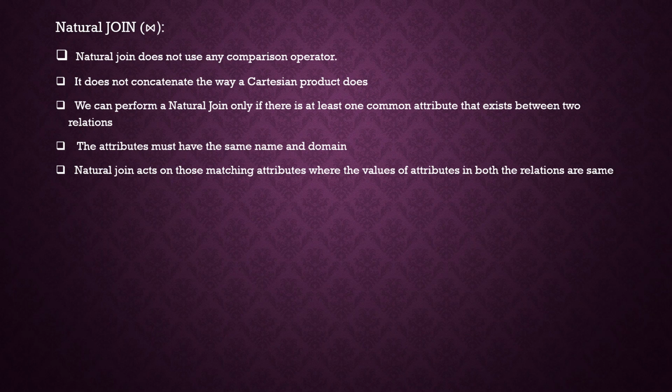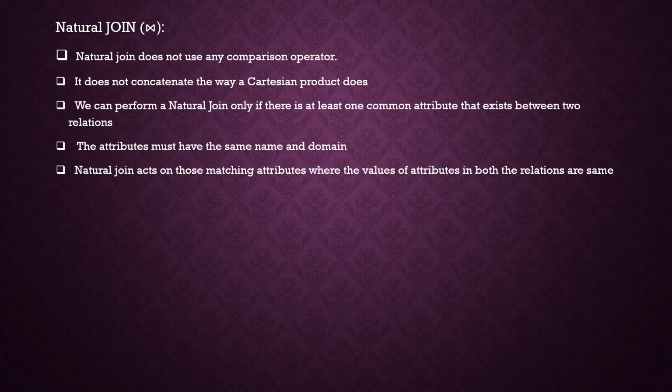It does not concatenate the way a Cartesian product does. So Cartesian product is something different, and natural join is also different. Cartesian product is also called cross join, but natural join is something different from the cross join, which does not concatenate the way a Cartesian product does. So natural join is something different.